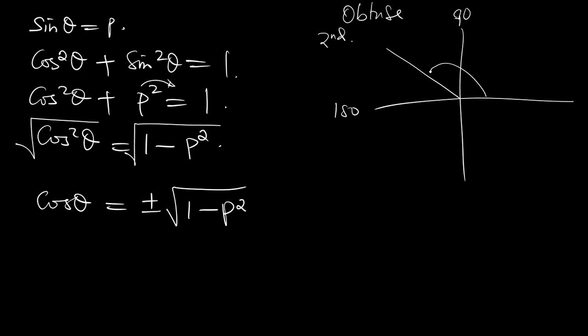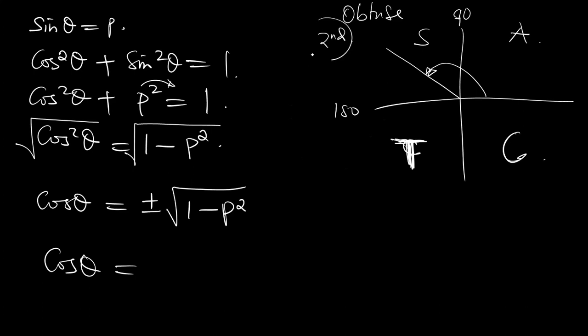On the second quadrant, only sine is positive here; only tan is positive in the third, and only cos is positive in the fourth. Since only sine is positive in the second quadrant, cos theta will be minus the square root of 1 minus P square.